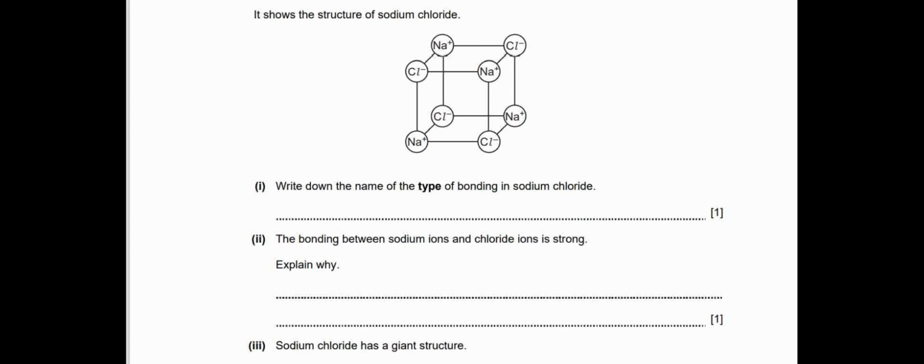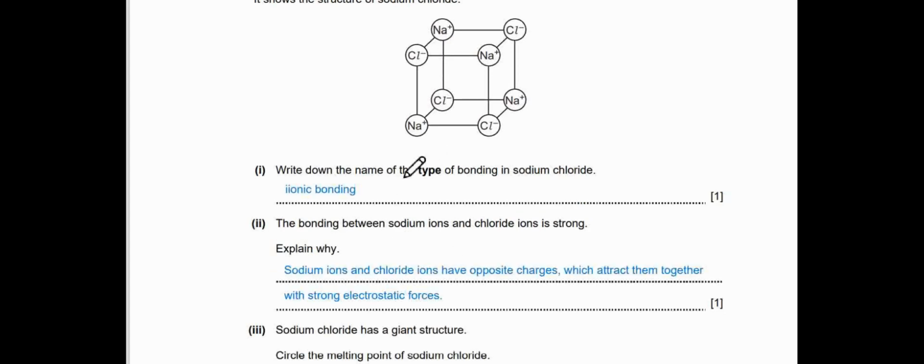Let's type down that answer. So our answer in here is ionic bonding. The bonding is strong because sodium ions and chloride ions have opposite charges, which attract them together with strong electrostatic forces.